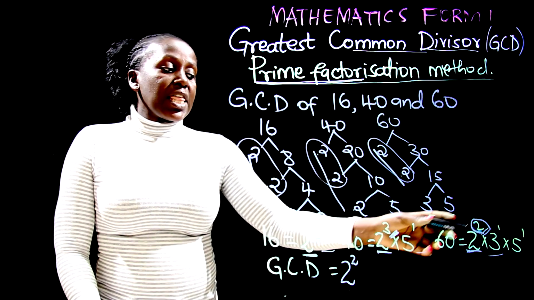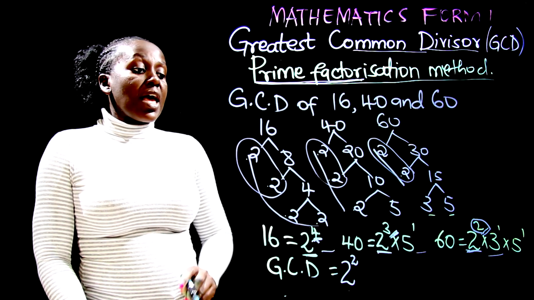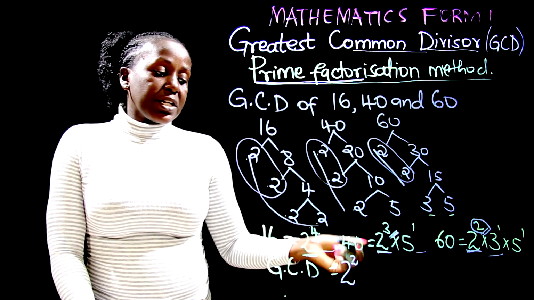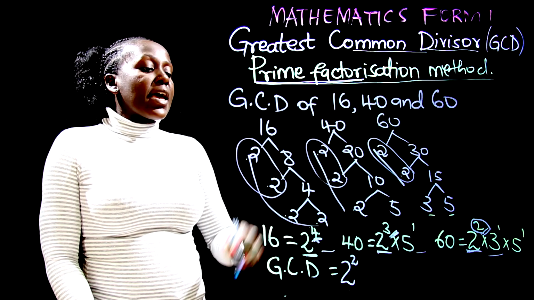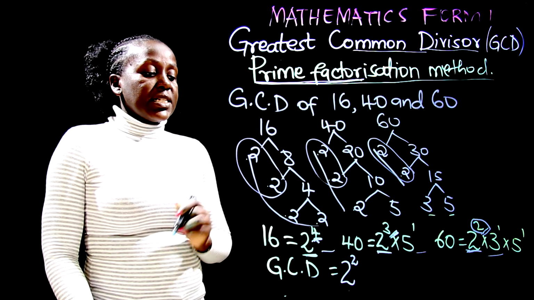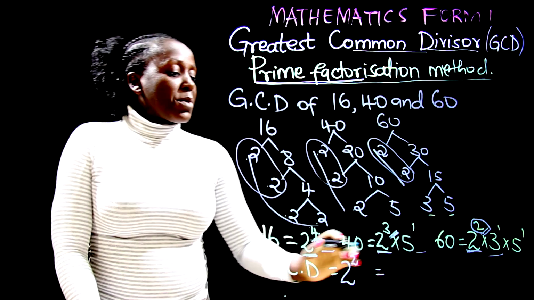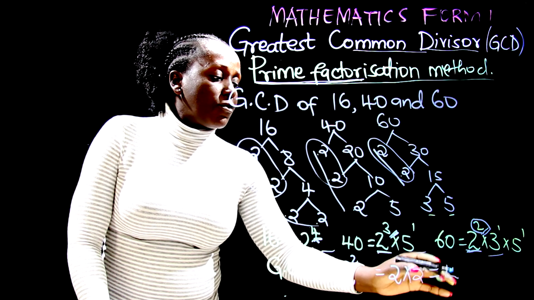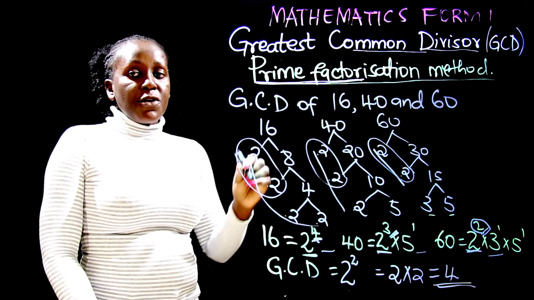In 60, there is 5. Now, since 5 is missing in 16, then it is not common. Therefore, we cannot include it in the G.C.D. So, 2 power 2 is the G.C.D, which can also be written as, remember 2 power 2 means 2 times 2, which is equal to 4. And the G.C.D of the 3 numbers is 4.